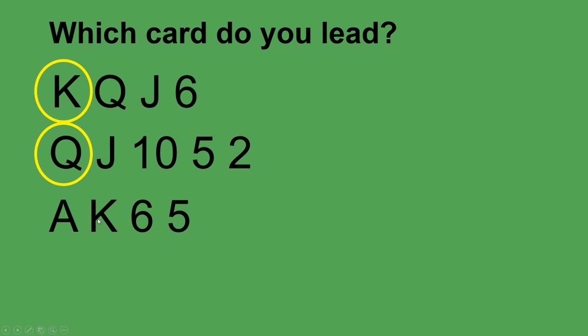I hope you said you're going to lead the ace. When you lead the ace, you are telling your partner, I also have the king. In bridge, you're not allowed to talk to your partner, but you can give them information based on the cards that you play.